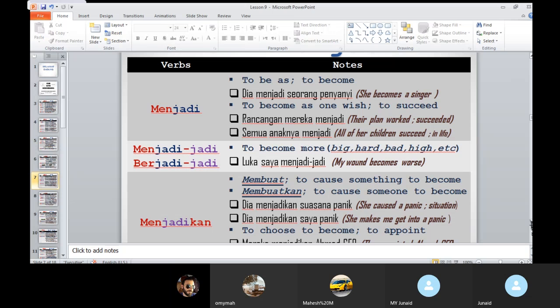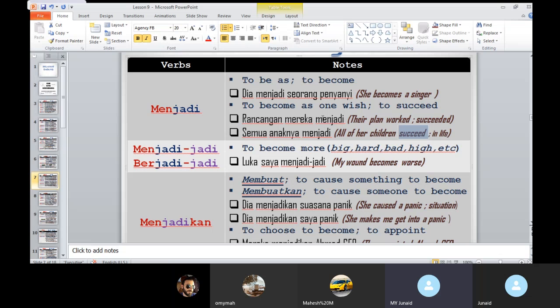Menjadi is to become. So dia menjadi seorang penyanyi. She became a singer. Menjadi could also mean succeed. The plan succeeded, or succeed in life. Rancangan mereka menjadi.